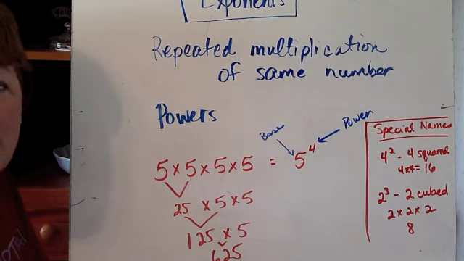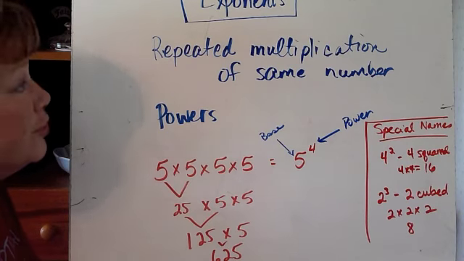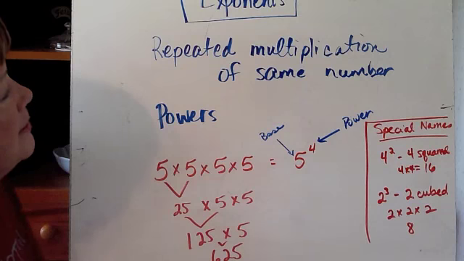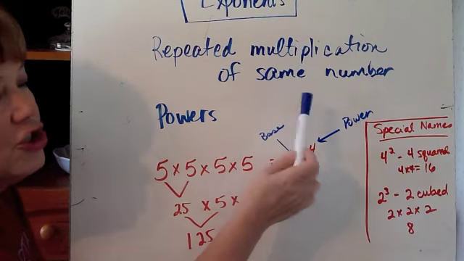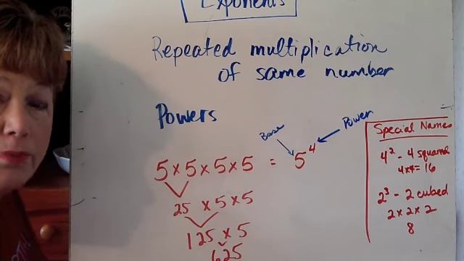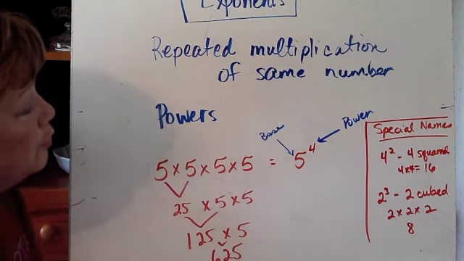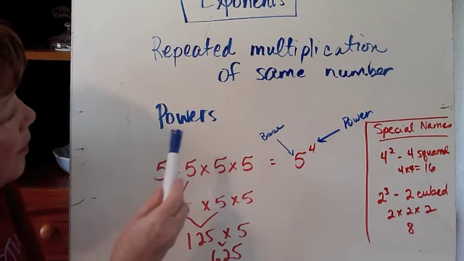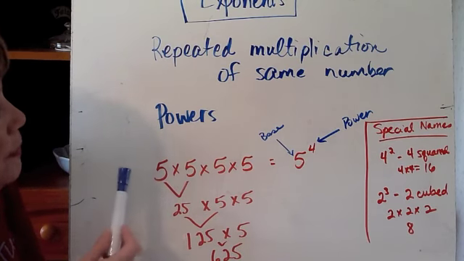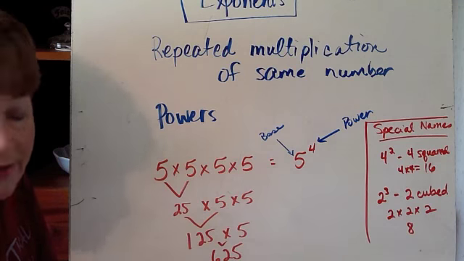I want to do just a quick review on two different concepts right now. The first concept is exponents. Exponents are repeated multiplication of the same number. You also hear it referred to as powers. And an example here is the repeated multiplication of 5.